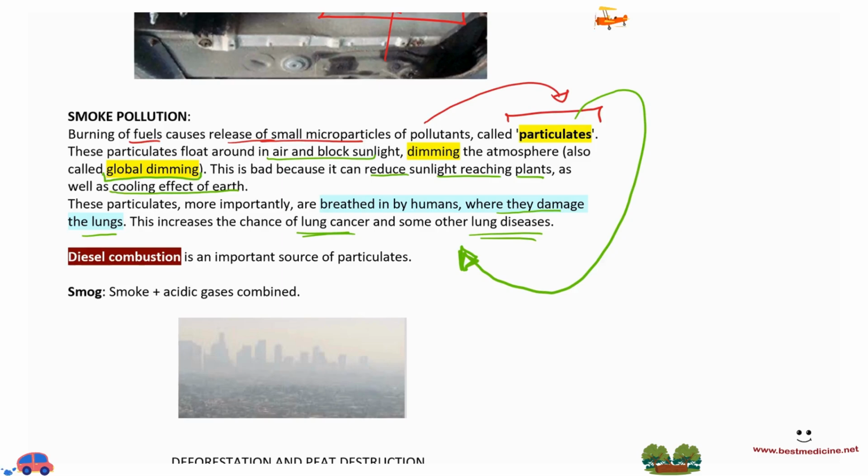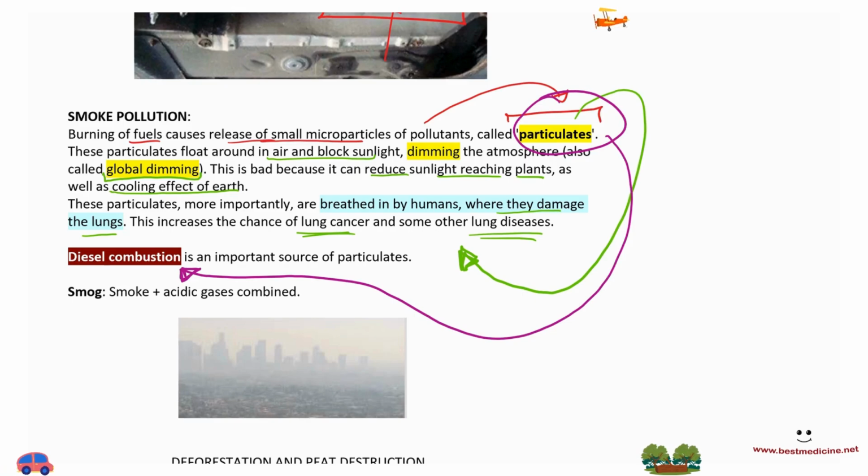Now here's the thing. They can ask you in the exam, where do these particulates come from? Especially in chemistry, not so much in biology, but maybe in chemistry. Well, they come from burning pretty much all kinds of fuels, but most importantly, you should remember this example: diesel combustion, especially in very large tankers and trucks.